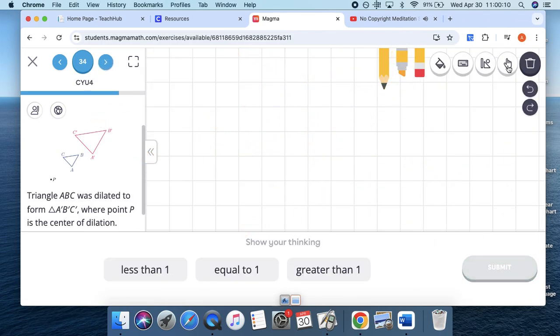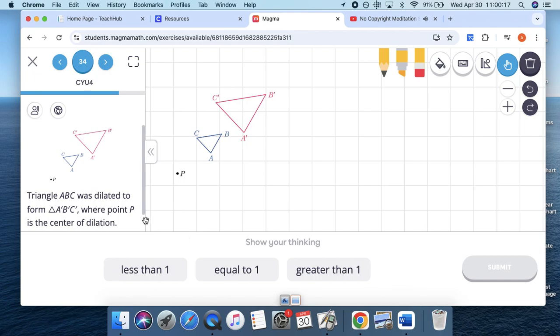Again, another dilation. Definitely, it got bigger, so it can't be less than 1. The scale factor can't be less than 1, because if it's less than 1, it would have gotten smaller. If it's equal to 1, the triangle would have been the same, but obviously greater than 1 because it increased.